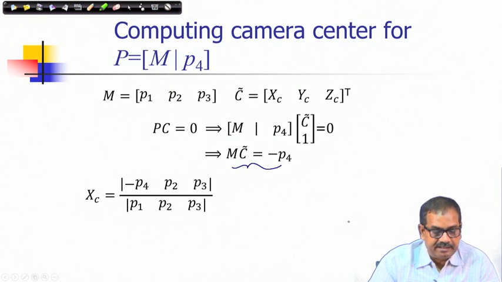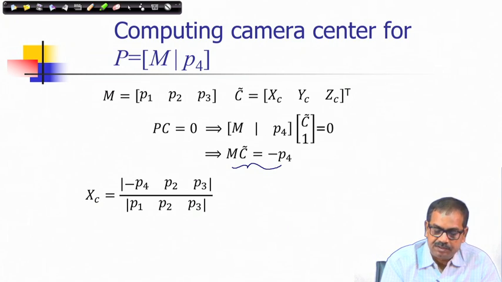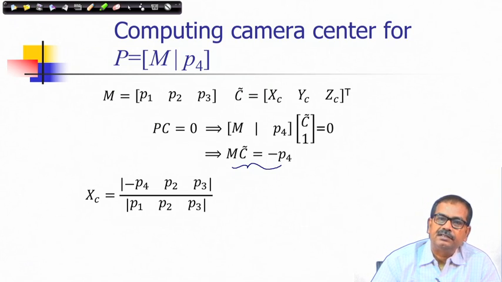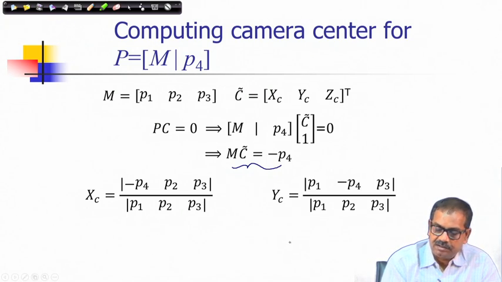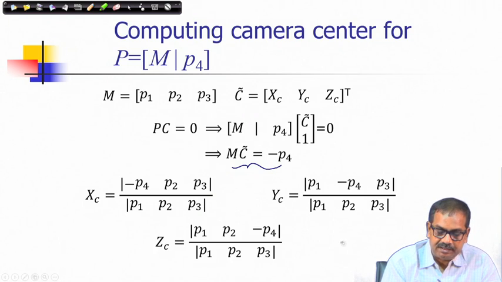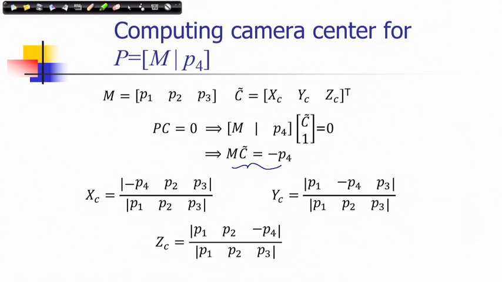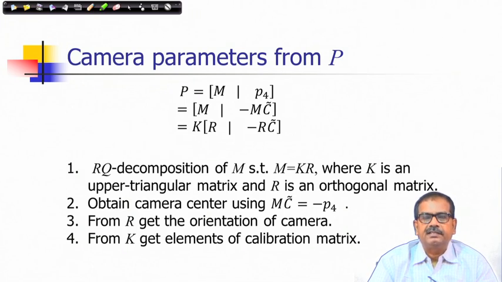So, x c, that is the x coordinate of the camera center, is given in this form by using the Cramer's rule. So, this is a determinant formed by the matrices of the column vectors, determinant of the column vectors. Similarly, y c is given by this, and z c is given by this. So, you apply simply Cramer's rule and then you can get this expression. So, next we will be discussing how you can get the camera parameters from the projection matrix P.